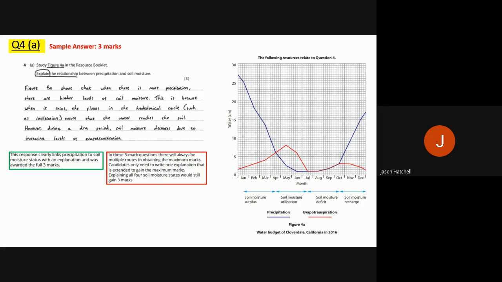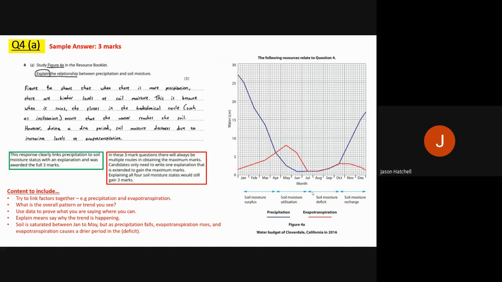In these 3-mark questions, it's really important that there's always a number of ways to get maximum marks. You only need to write one explanation, as this candidate has done, to gain maximum marks. Explaining all of the 4 moisture states would still gain 3 marks, but you do not have to. You only need to pick out what the link is. So, for you then, for your MRI, a lot of you will be doing this one.